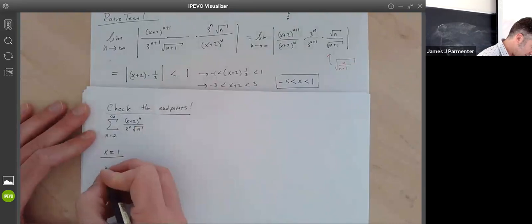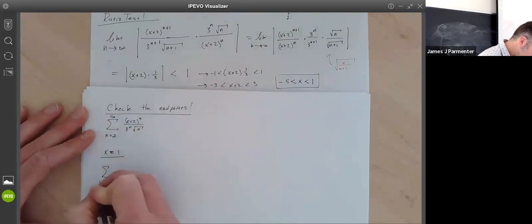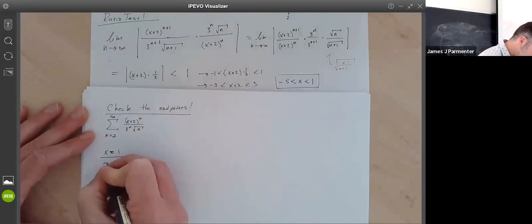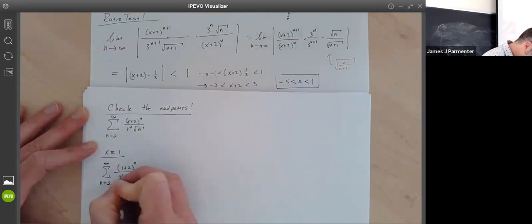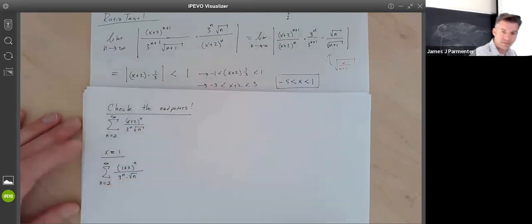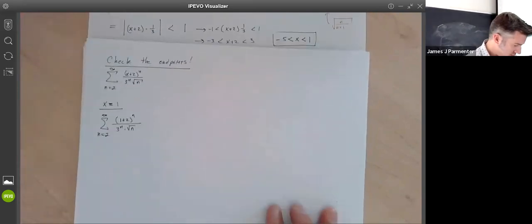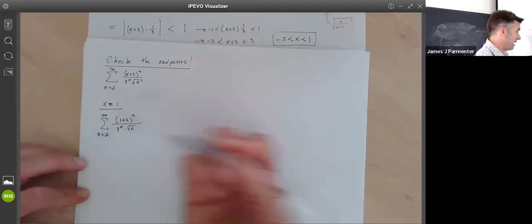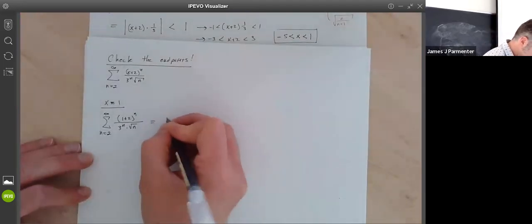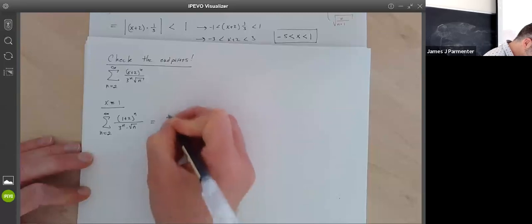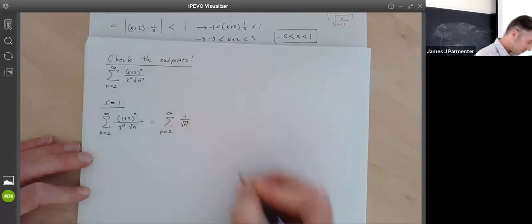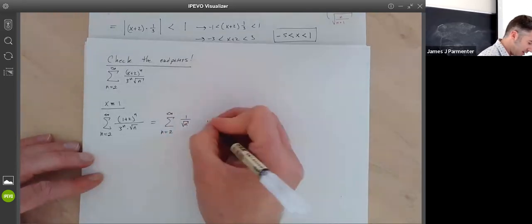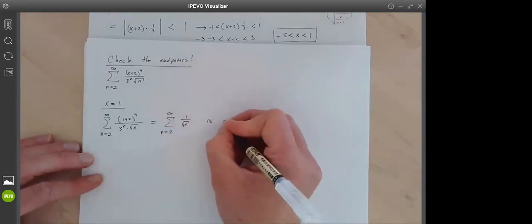So if I plug in x equal to 1, I'm going to get the sum. And let's actually just write it out. So we're actually plugging it in. I'm plugging in x equal to 1. So I'm getting (1 plus 2) to the n over 3 to the n times the square root of n. But then 3 to the n over 3 to the n cancels out. So you get the sum from n equals 2 to infinity of 1 over the square root of n. And that series is divergent.